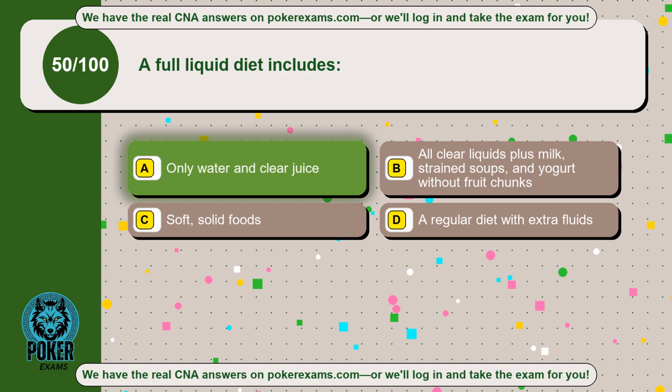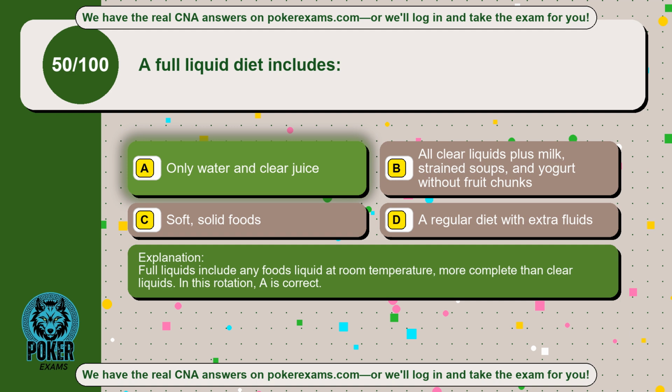The correct answer is option A. Only water and clear juice. Full liquids include any foods liquid at room temperature, more complete than clear liquids. In this rotation, A is correct.